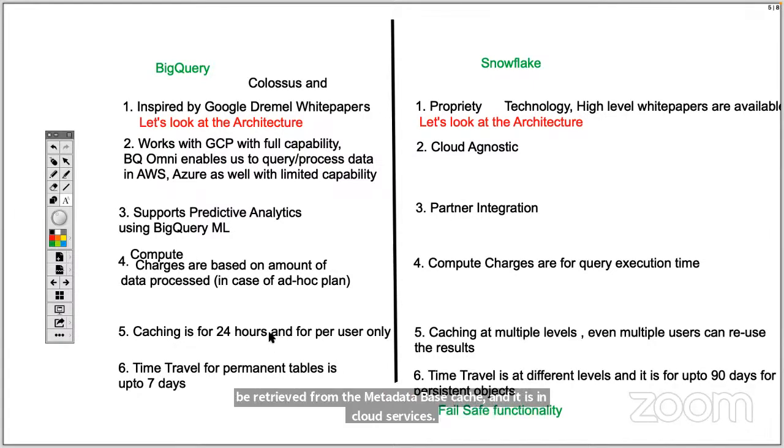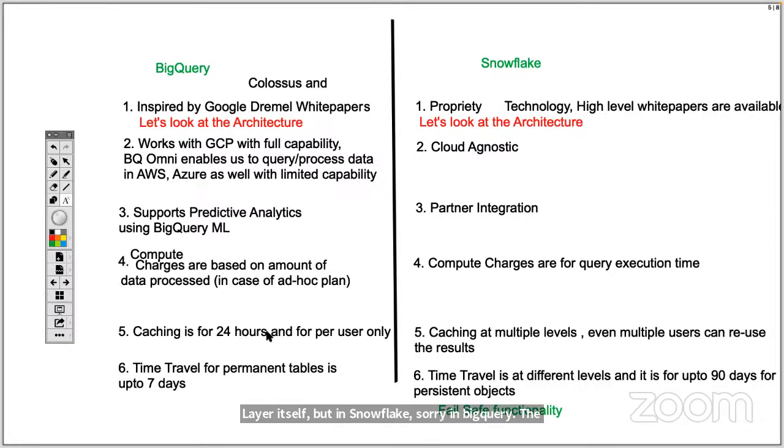But in BigQuery, the metadata is always retrieved from the information schema, and you are charged for at least 10 MB of data in the case of the information schema. So this is another area.